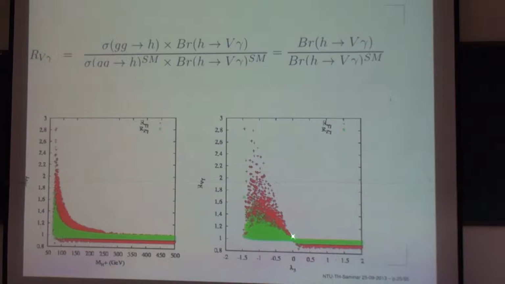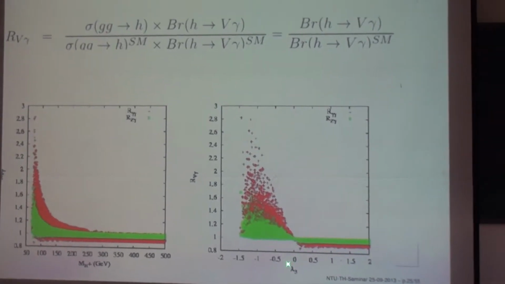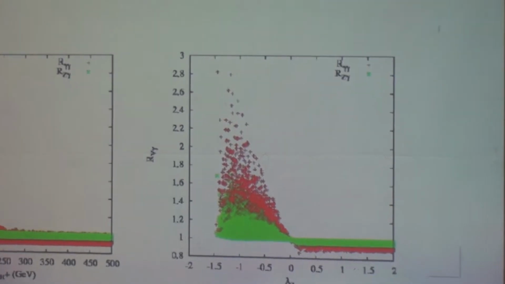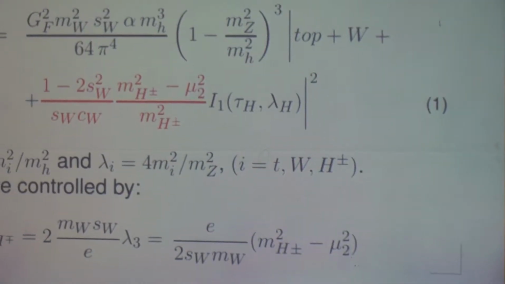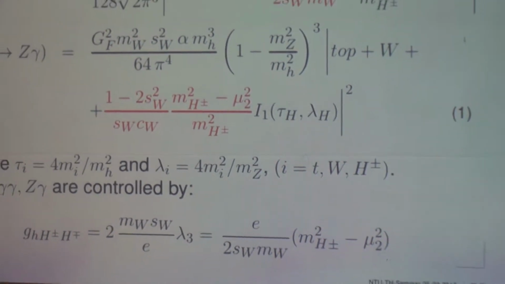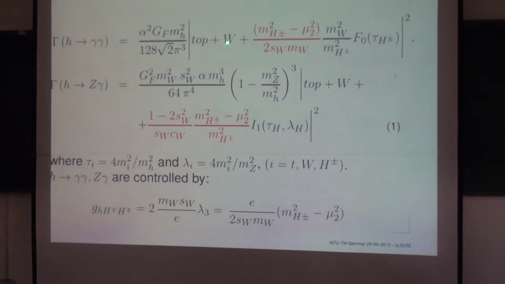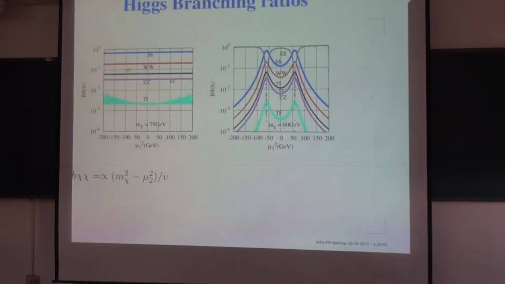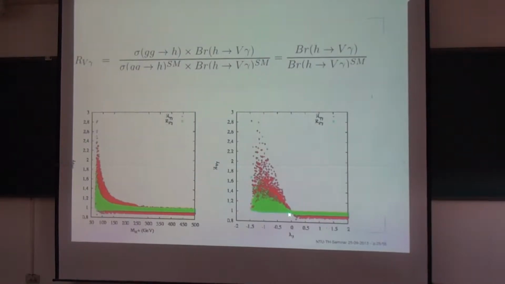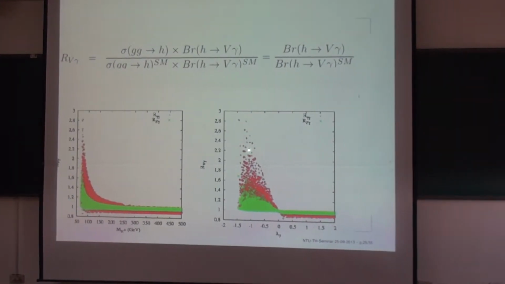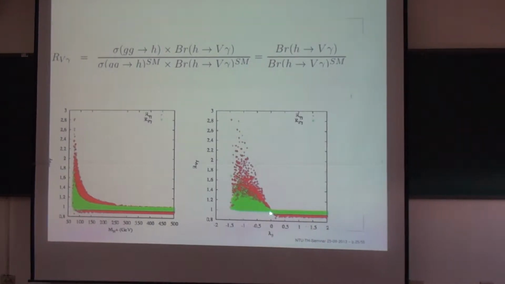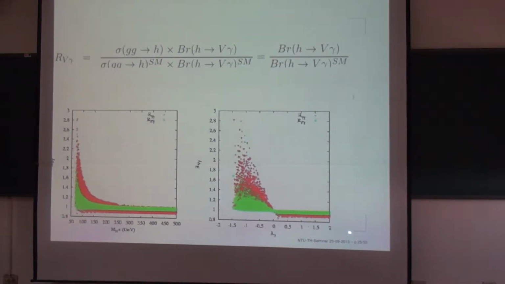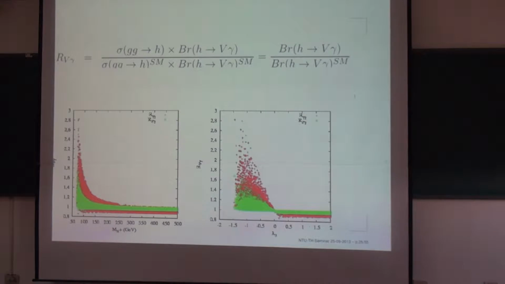So here you can see the enhancement is only happening for lambda 3 negative. Lambda 3 is exactly the coupling between the, lambda 3 is this quantity. So if it's negative, it's constructive with the W. If it's positive, it's destructive with the W. And this is exactly what you can see here. For negative lambda 3, it is constructive, so we have the enhancement. If it is positive, it is destructive.